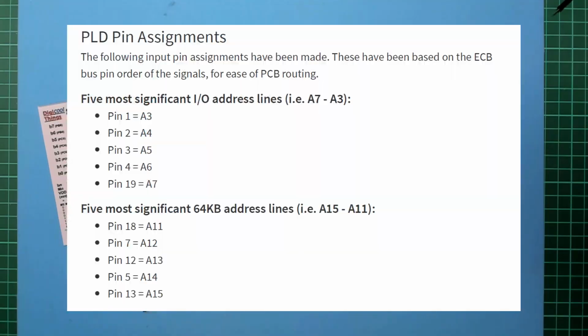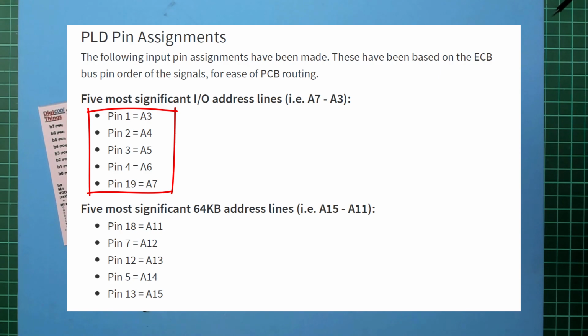Okay, well, let's look at the PLD pin assignments. The following input pin assignments have been made. These have been based on the MECB bus pin order of the signals for ease of PCB routing. The 5 most significant I/O address lines, i.e. A7 to A3. Pin 1 is A3, Pin 2 A4, Pin 3 A5, Pin 4 A6, and then Pin 19 is A7.